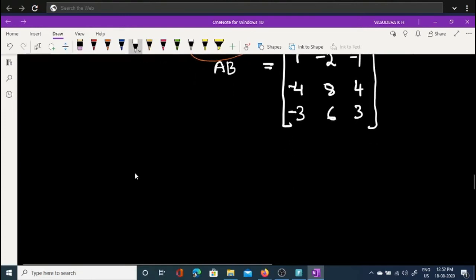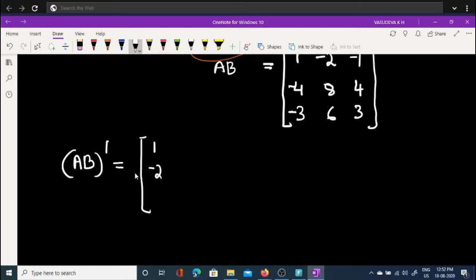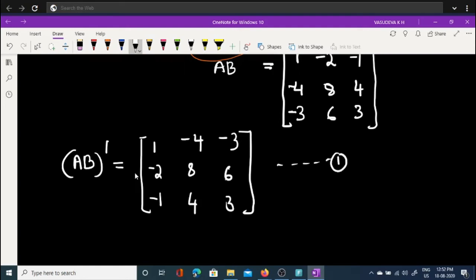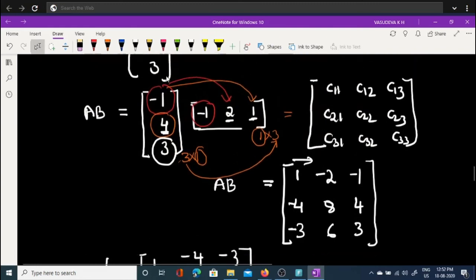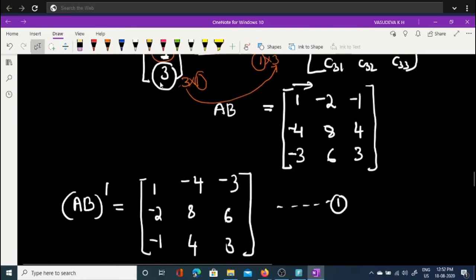So take AB whole dash. AB whole dash is changing the rows into columns. Now that is 1, minus 4, minus 3, minus 2, 8, 6, and minus 1, 4, 3. So take this AB whole dash as 1. That means we have to show that AB whole dash is equal to B dash into A dash.